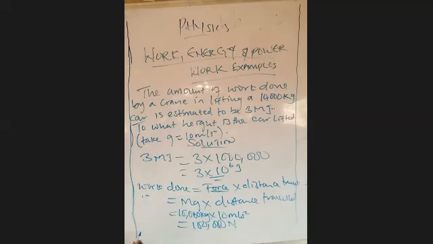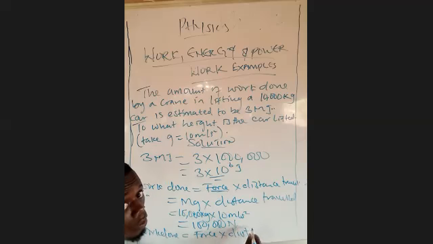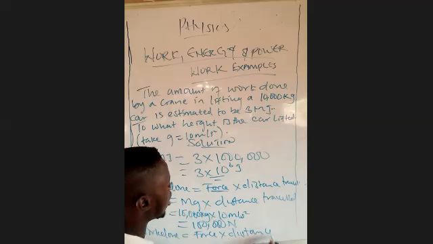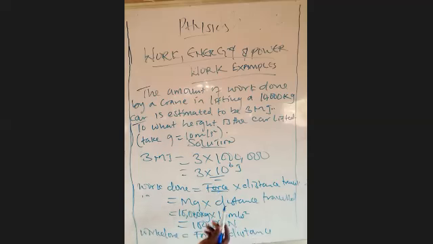We have that work done is equal to force times distance. Now we have gotten our force. Our work done is 3 times 10 raised to power 6 joule, and our force is 100,000 Newton. What we want to find out is the distance.